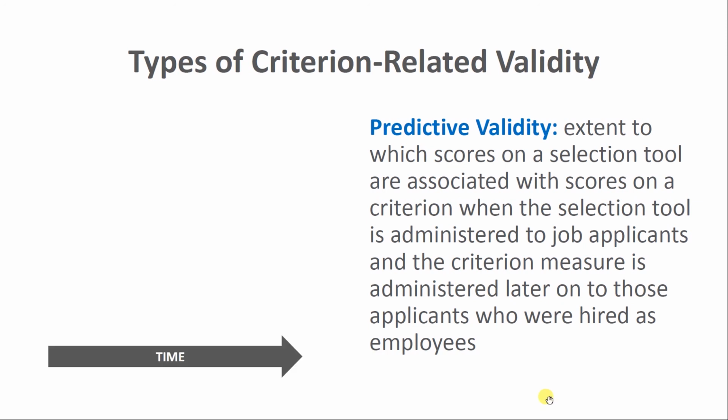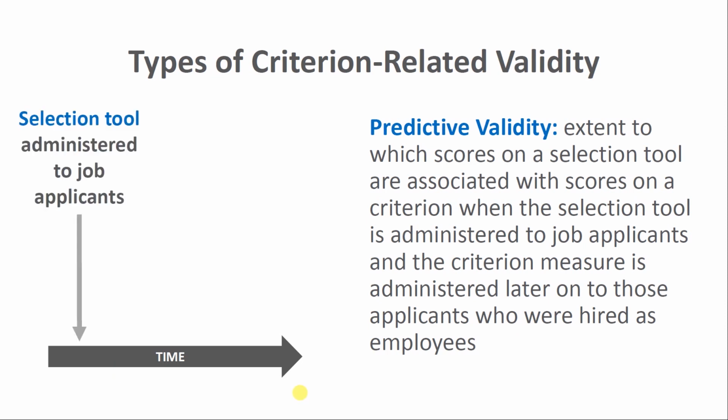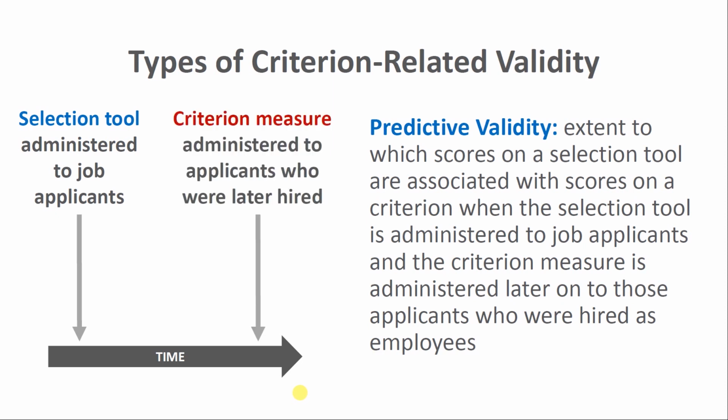So again, let's focus on this visually. Here's our arrow of time. Let's imagine we have our pool of applicants. We administer our selection tool to that pool of applicants, and they receive their scores on that selection tool. Time passes, and some of those applicants are eventually hired. Let's assume that after some period of time, say 6 months of the applicants being on the job, we then measure a criterion of interest, such as supervisor ratings of job performance or a performance evaluation. We administer this to the people who are now employees but were previously applicants who completed the selection tool in question.